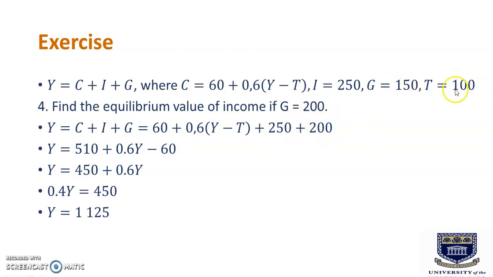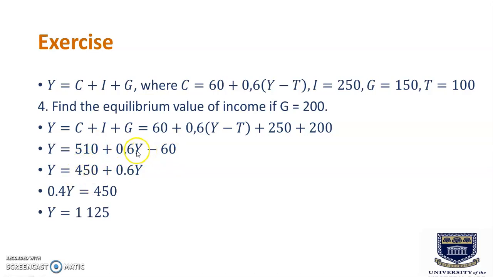So now you're also going to have to substitute T is equal to 100 into this formula. And then before you continue, always remember to multiply out. So this is going to become 0.6y. And if you multiply out, it's going to become 0.6y. And remember, you substituted 100 in over there. So that is going to be 0.6 multiplied by minus 100. And that's going to give you minus 60. So therefore, I can say 510 minus 60 is going to give me 450, and I have 0.6y.